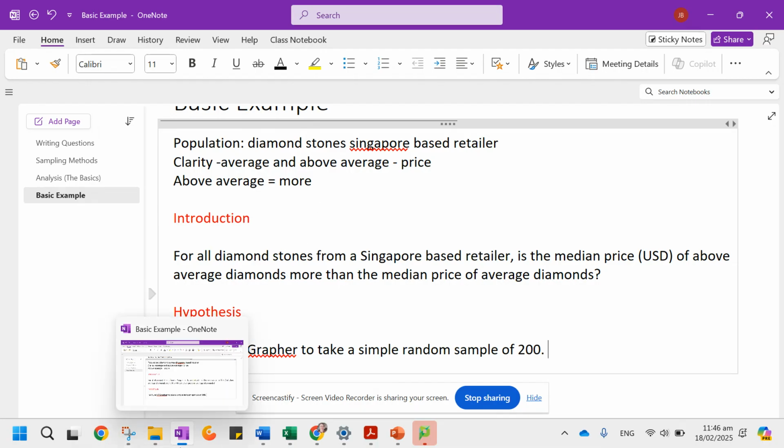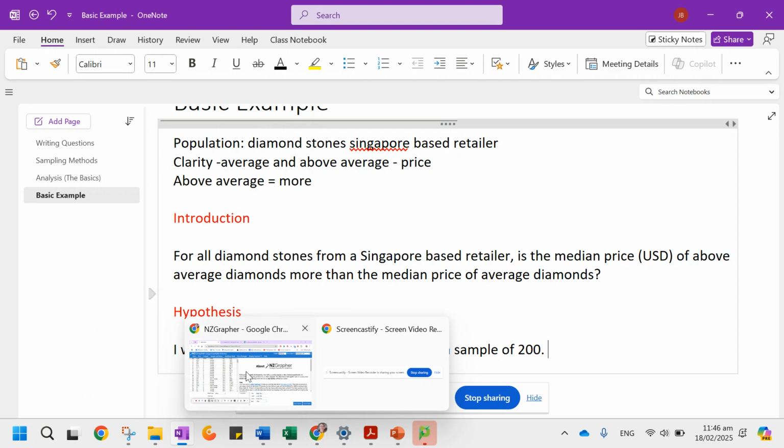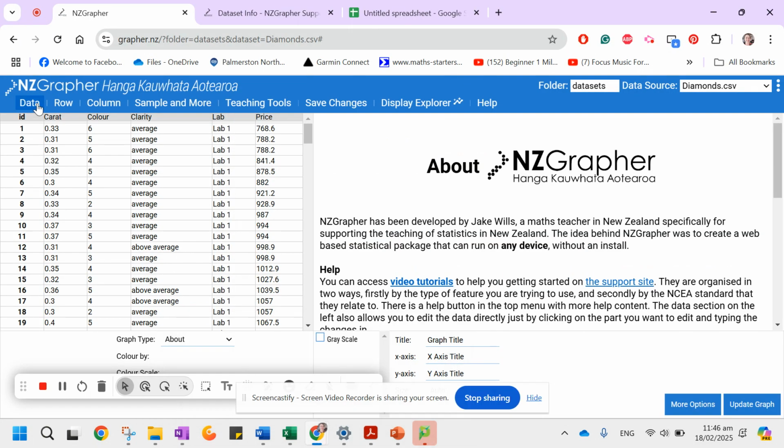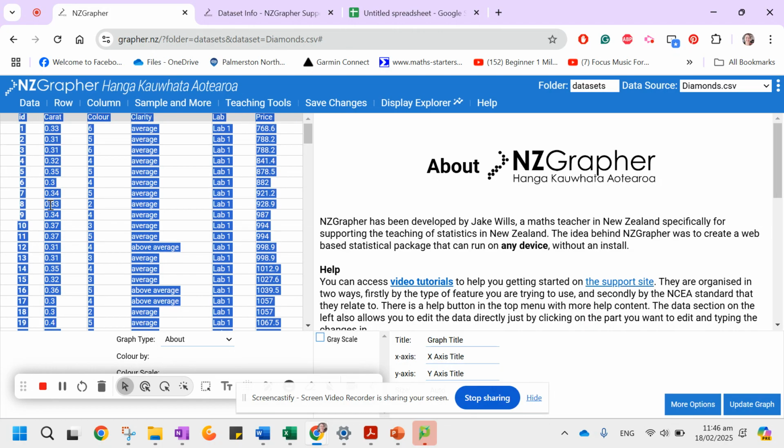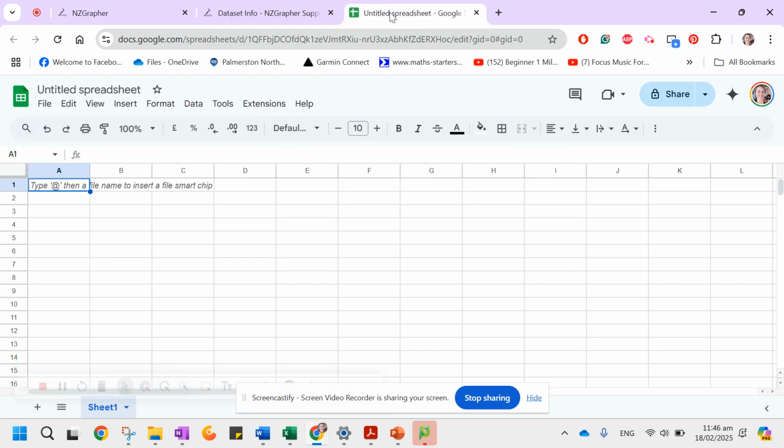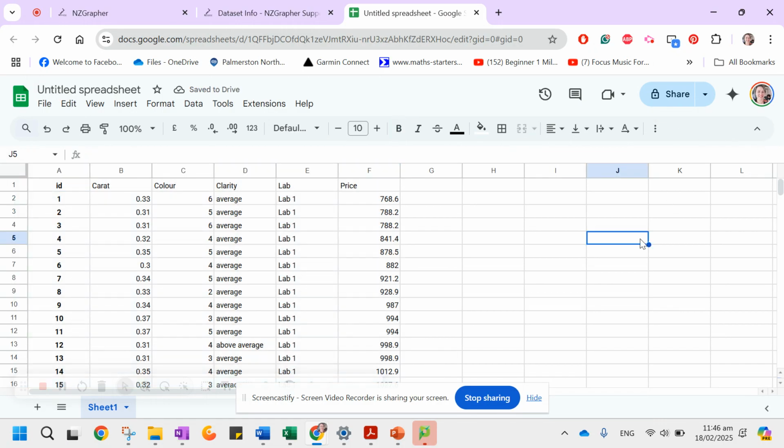Now next bit, completely optional, but possibly a good idea, is to go data and then go select and copy the data table. Open a Google Sheet, and copy it over there.